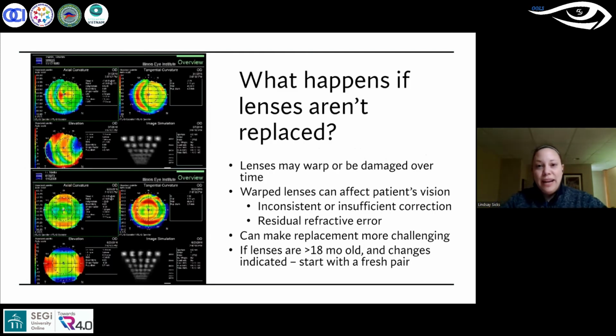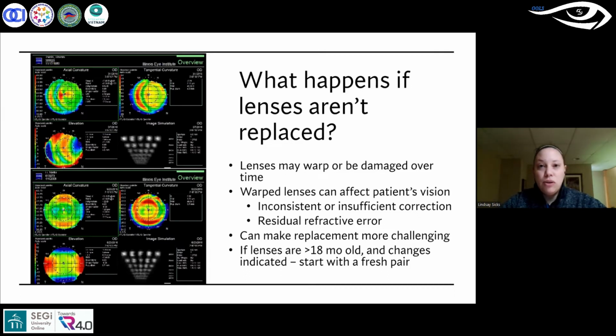So the question you might have in your head is, well, what can happen if your patient continues to wear their Ortho-K lenses beyond that 1-year time point? Well, if lenses aren't replaced, remember our orthokeratology lenses are made of a material with higher oxygen transmissibility, Dk. And this lends itself to a more fragile modulus. And so these patients' lenses can warp or be damaged over time. And the warpage of these lenses can actually change the patient's refractive error.